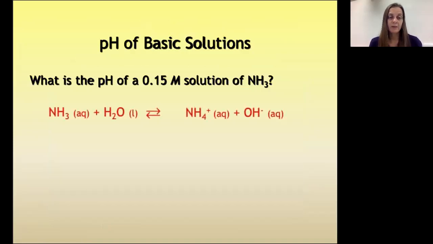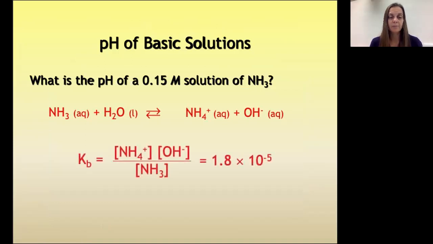We're asked to find the pH of a 0.15 molar solution of ammonia. The first thing we're going to do is write our equilibrium expression. We have ammonia plus water yields ammonium ion and hydroxide ion. From that, we can write our Kb expression: the ammonium ion concentration times hydroxide ion concentration divided by ammonia concentration equals 1.8 times 10 to the negative fifth.